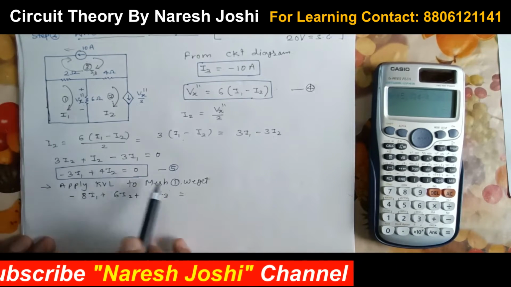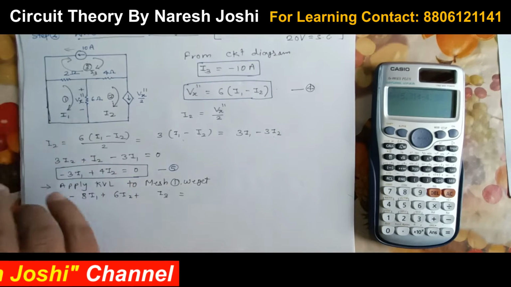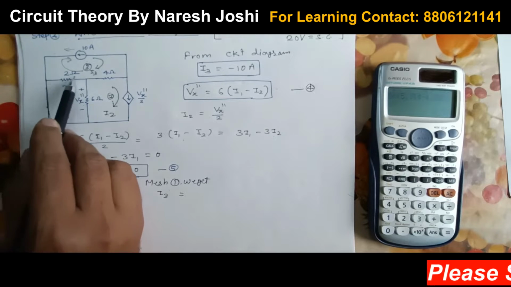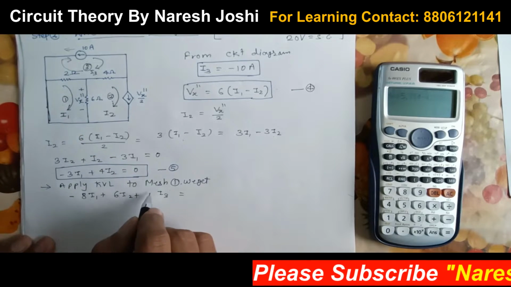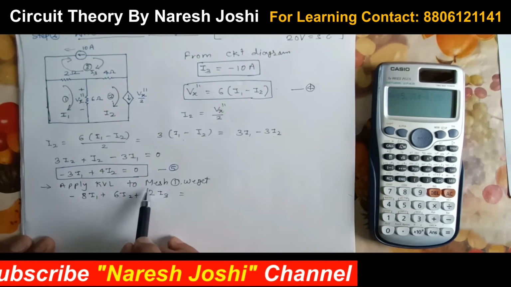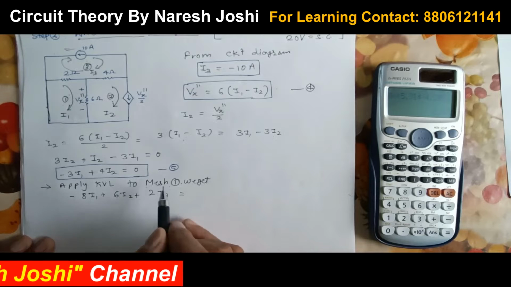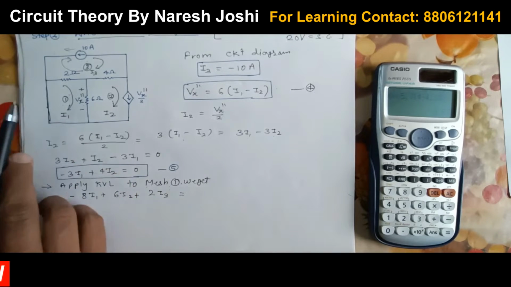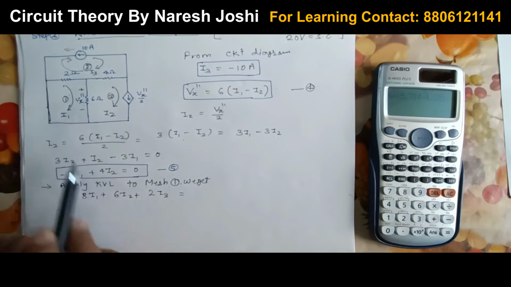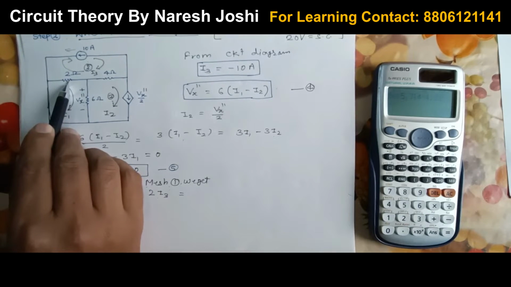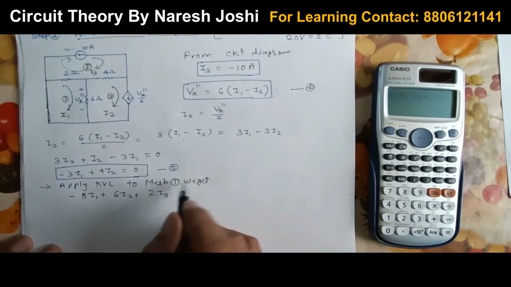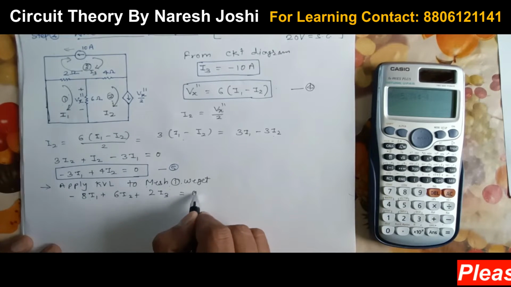And through which resistance is I3 passing in mesh 1? We only need to check in mesh 1. This is mesh 1, and I3 is passing through 2 ohm. So I will write here only the 2 ohm, because you can see the 2 ohm is common for mesh 1 and mesh 2. Because we are applying KVL to mesh 1, we only have to check through which resistance present in mesh 1 the current I3 is passing. Here I3 is passing only through the 2 ohm, and this resistance is also present in mesh 1. Then we have to write the voltage. There is no voltage source, so we will write here 0.